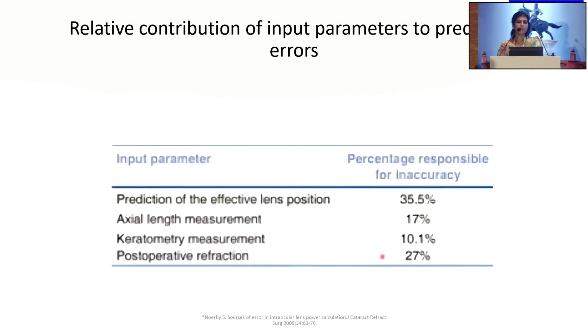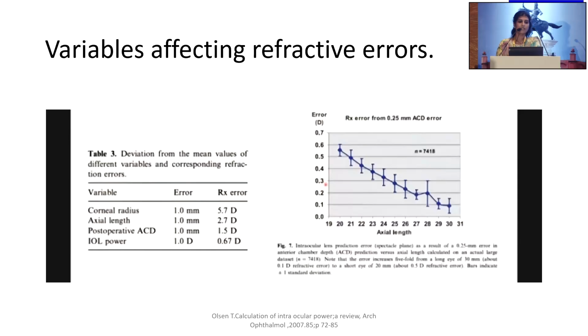The effective lens position contributes the maximum, which is basically a post-surgical outcome. The other two, the axial length and the keratometry measurements, can be acquired by our contact biometry too. This is another chart which reflects the post-operative IOL errors and what contributes the most. A 1 mm difference in the axial length or the corneal radius contributes the most to it.